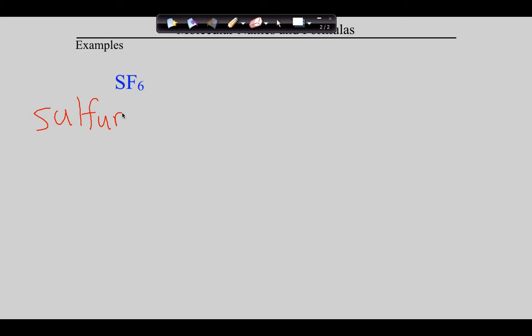Now, new word, we've got fluorine. So what are we going to change fluorine to? Fluoride. How many of them are there? There's 6. The prefix for 6 is hexa, so it's hexafluoride. Guys, that's all there is to this.